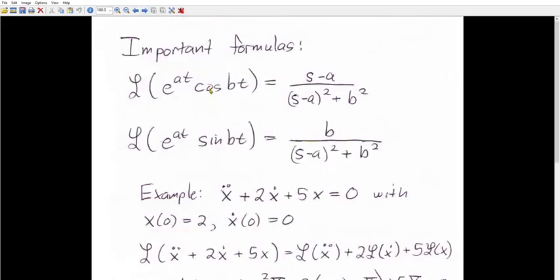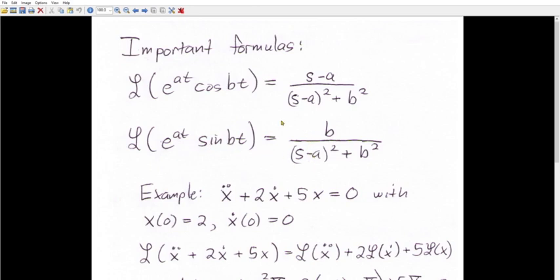Now, important formulas in that regard are e to the at cosine bt and e to the at sine bt, and those are just shifts of the old formula. This one you may remember is s over s squared plus b squared. Same story, except s gets replaced by s minus a. And same deal here. The transform of sine of bt was b over s squared plus b squared, and now it's the same thing, just with s replaced by s minus a.